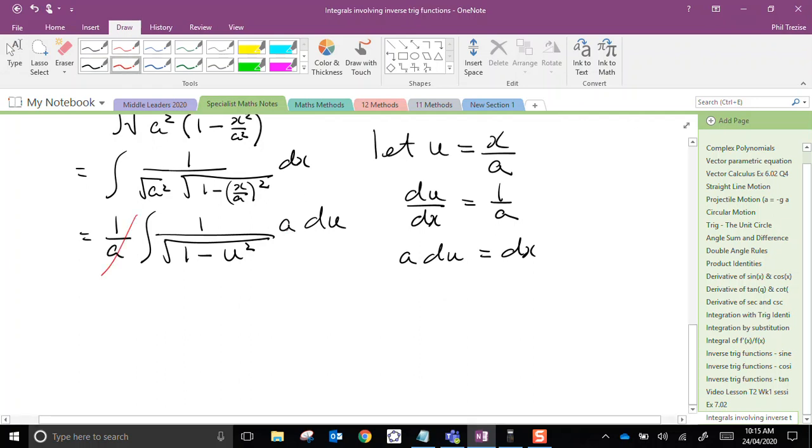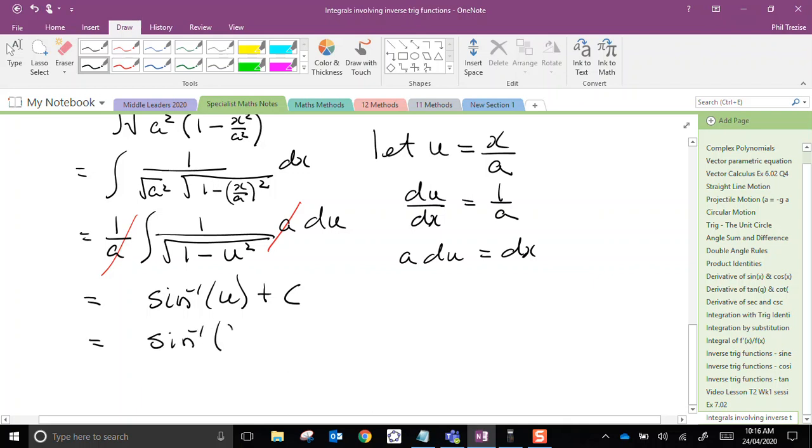Now, isn't that a happy accident? Look at that. The constant 1 over a at the front cancels with the letter a that was introduced with the infinitesimal. So I've literally got the integral of 1 over the square root of 1 minus u squared du. That is exactly the rule. This will be the inverse sine of u plus c. Now, I'll write it on the final step.